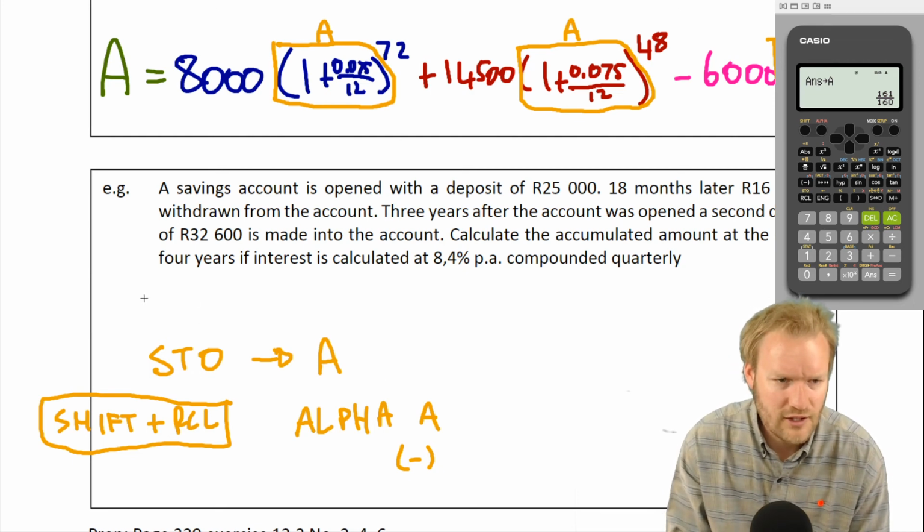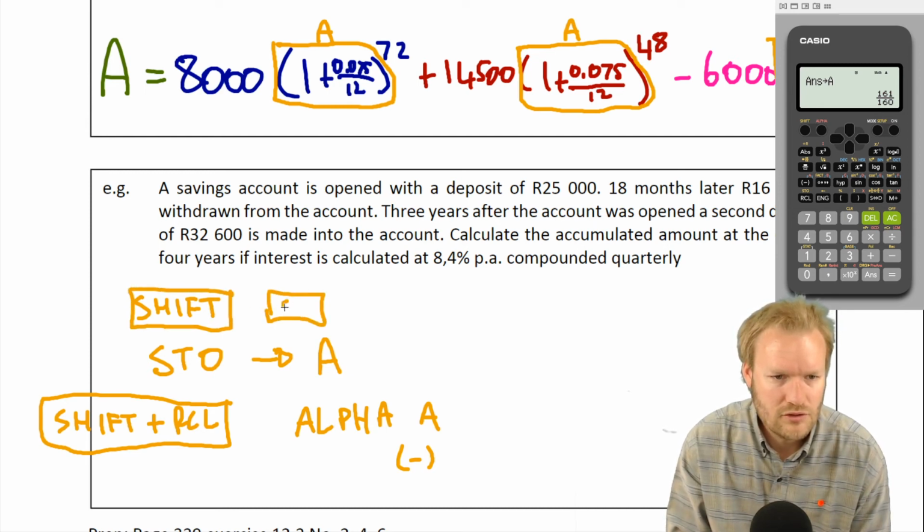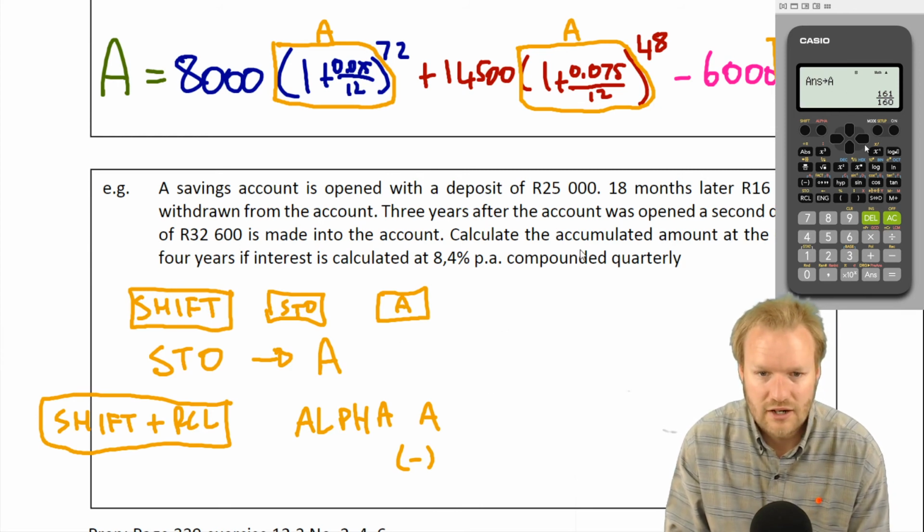So all we have to do is press shift, and then the next one was store, although the button says RCL. And then the next thing we have to write is A, although the button looks like that. So now that's in A. So if ever we write alpha A, we get that number.